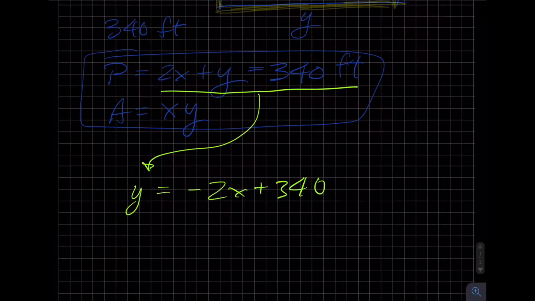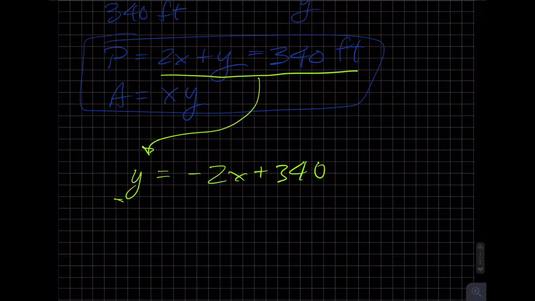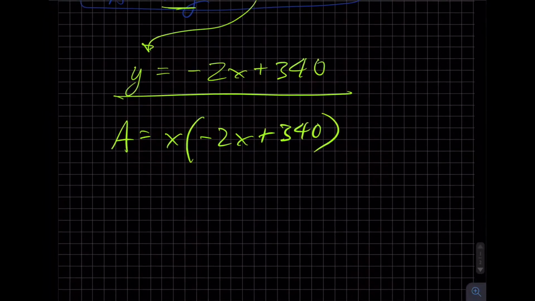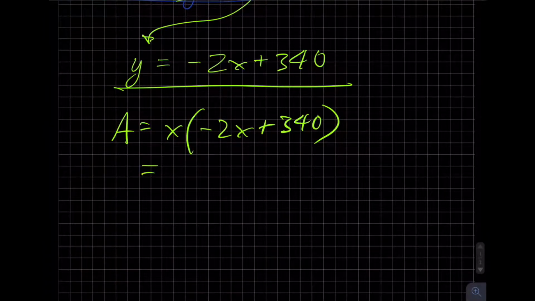Okay? Now I'm going to take this equation and I'm going to substitute it into this equation so that I have the area of my corral equal to x times negative 2x plus 340. Distribute the x and get A equals negative 2x squared plus 340x.